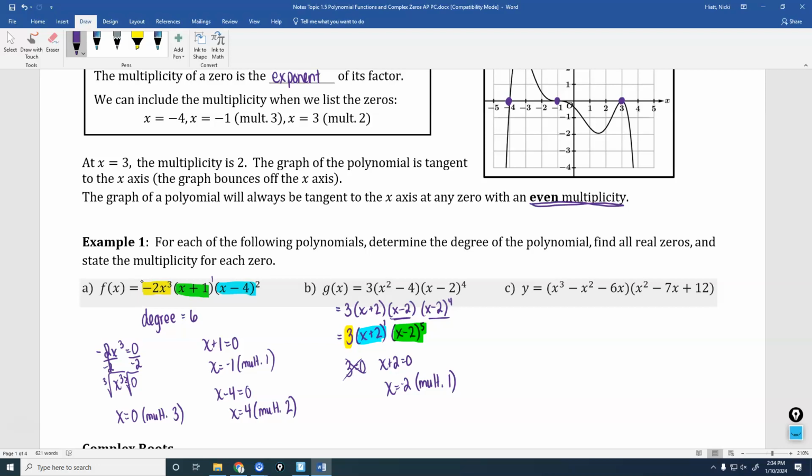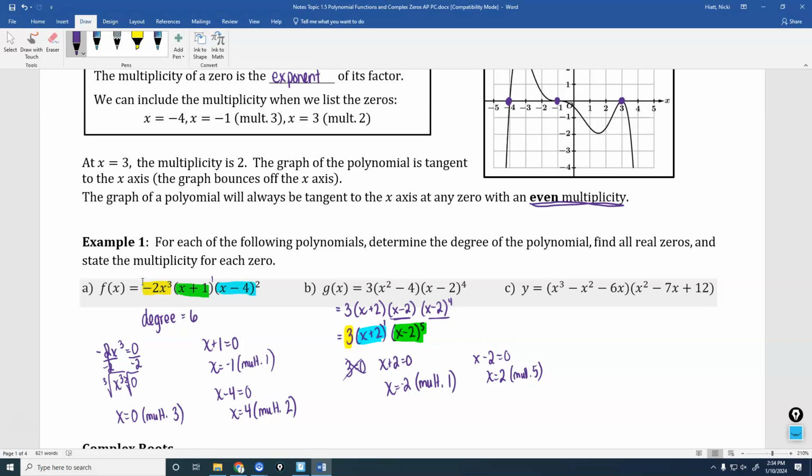And then we would go over here, x minus 2 would equal 0. So that would just be x equals positive 2. This one would have a multiplicity of 5 there, because your exponent is 5.